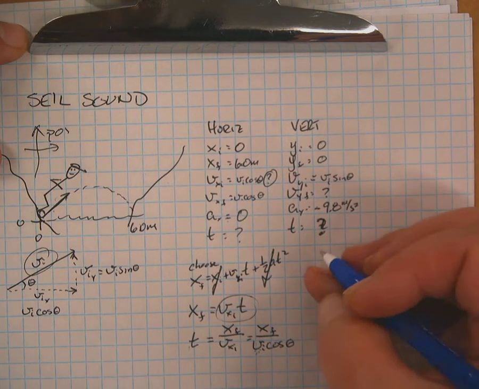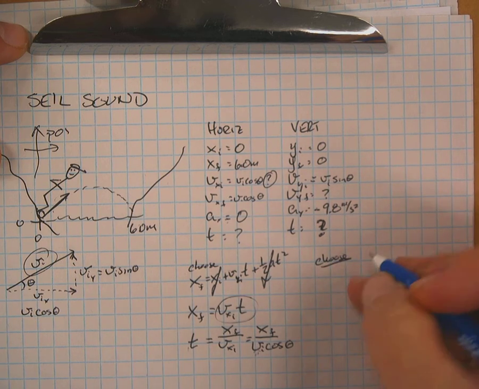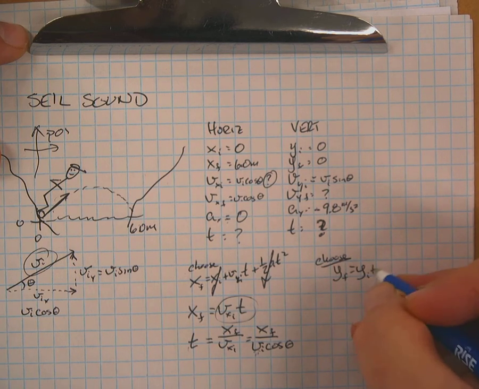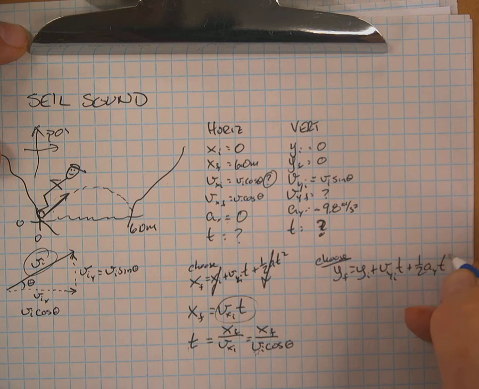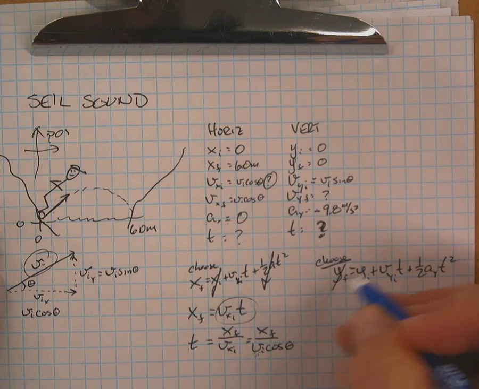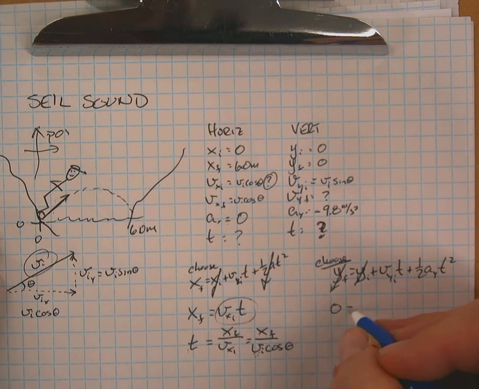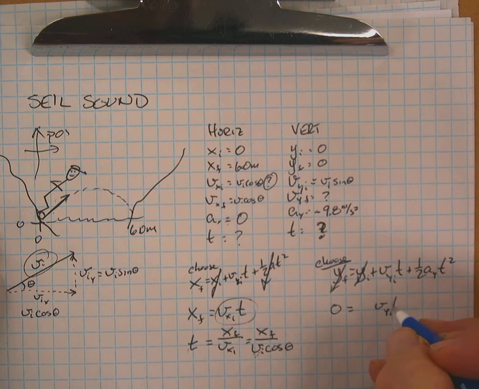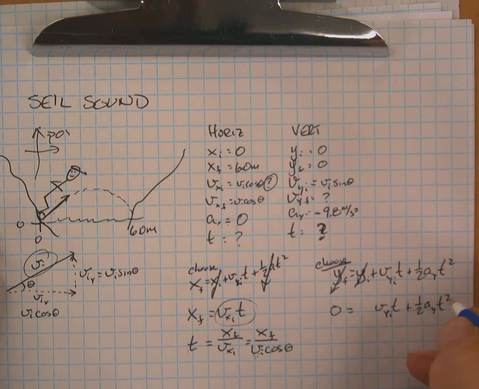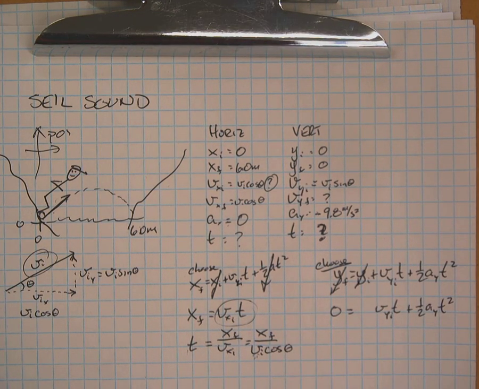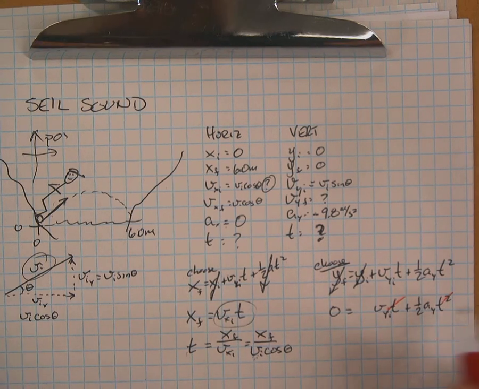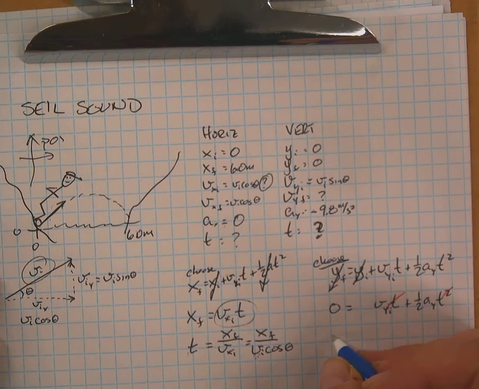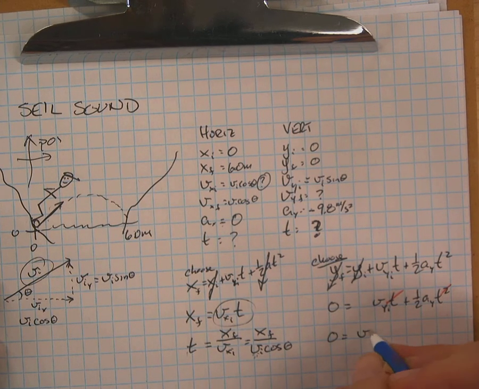Awesome. So, vertically, choose y final equals y initial plus vy initial t plus 1/2 ay t squared. Start and end at 0. So 0 equals vy initial t plus 1/2 ay t squared. Interestingly, quick pen change, t cancels out of this one for this term. So then I can rewrite as 0 equals Vyi plus 1/2 ay t.